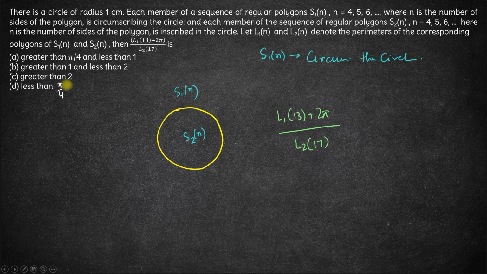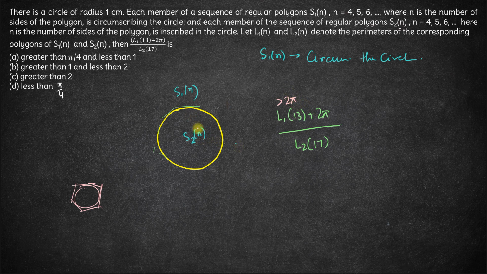Now let's come back to this ratio. Now L1 13 is the perimeter of a 13-sided polygon which circumscribes the circle. Now however many sides there are in this polygon, we know the perimeter of this polygon will definitely be greater than the perimeter of the circle, right? If the circle is inscribed in the figure, the perimeter of this figure will definitely be greater than the perimeter of the circle. This should definitely be greater than 2 pi, not even equal to, it should be greater than 2 pi.